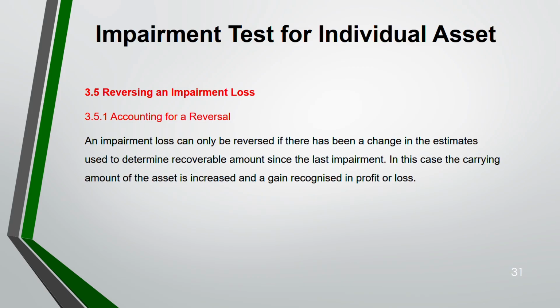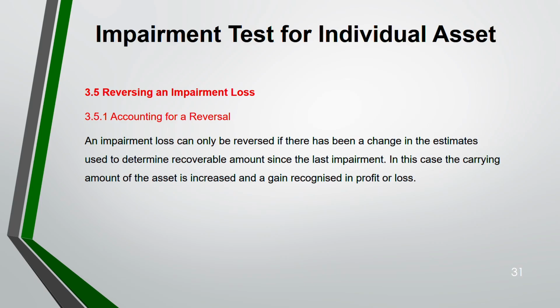So when it has reduced, the second point, how do you account for the reversal? An impairment loss can only be reversed if there is a change in the estimates used to determine the recoverable amount since your last impairment. So what is impairment all about? It is all based on your estimate. You have estimated your recoverable amount will be so and so, which you have compared with the carrying amount and got an amount. But in the later years, your estimate might be different because now new information came.